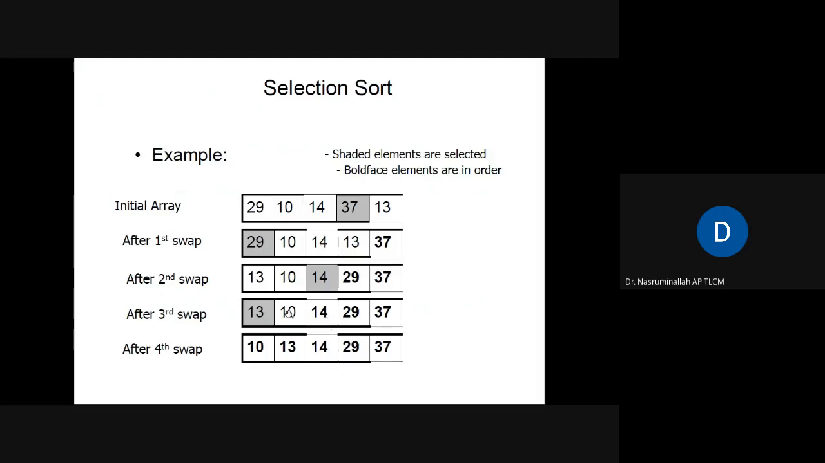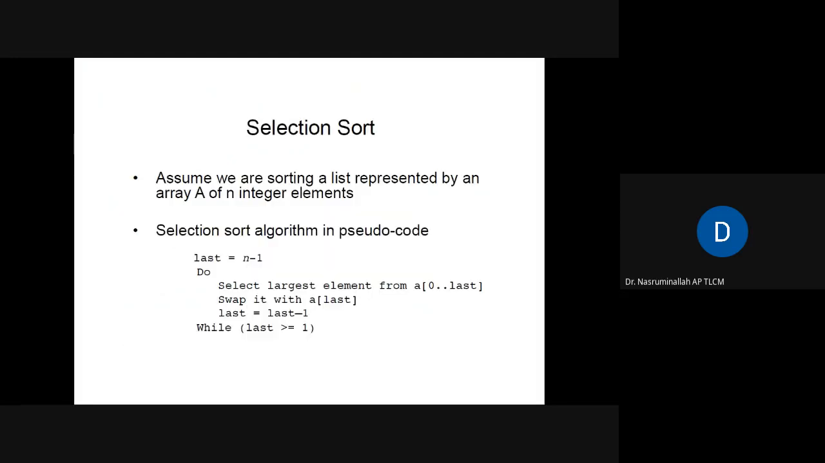In the second last step, last will be pointing to 10, and from 13 to 10 the largest is 13. 13 will be swapped with the last element, that is 10. And at the end of this process, you can see that all data is already in the sorted form.